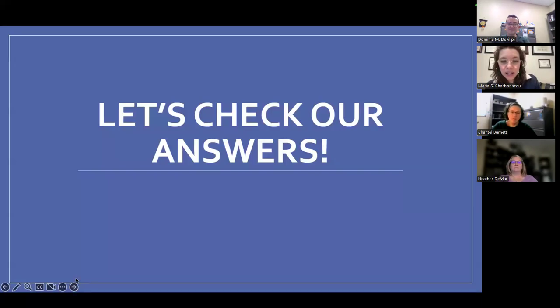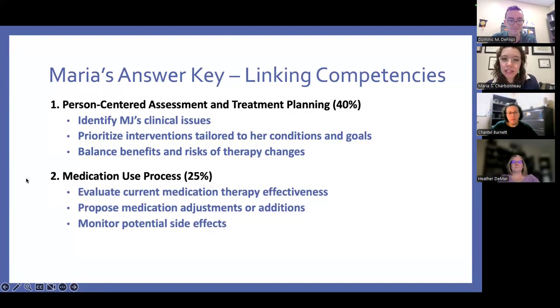So I said, let's check our answers, but really this is just my own thought process and how I would link to this micro case. So in terms of hitting the first domain, which again is about 40% of the NAPLEX, I would want them to be able to identify her clinical issues, prioritize the interventions, and really have them be tailored to her conditions and goals. It's always patient-centered.